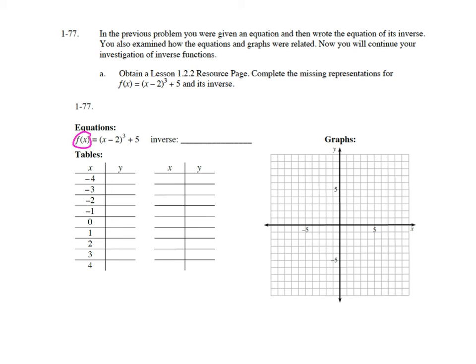Let's say f of x is equal to x squared, x minus 2 cubed plus 5. You type it in, and you look for the values. Negative 4 plugged in gives you a negative 211. Negative 3 plugged in gives you a negative 120. Negative 2 is a negative 59. This is a negative 22. Then we got negative 3, 4, 5, 6, and 13.